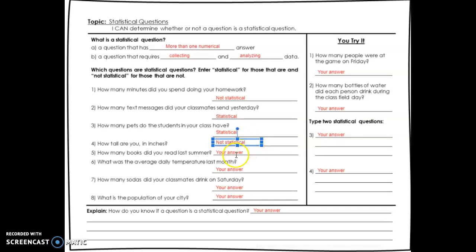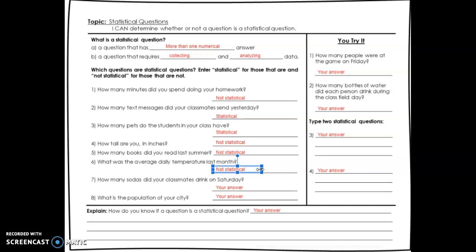How many books did you read last summer? There is a concrete number of books that you read last summer, and that is just one answer. So that will be not statistical. What was the average daily temperature last month? That means we would take the average of all the days and we would get one answer. So again, that is going to be not statistical. We will talk more about what average means a little later, so don't worry too much about that.